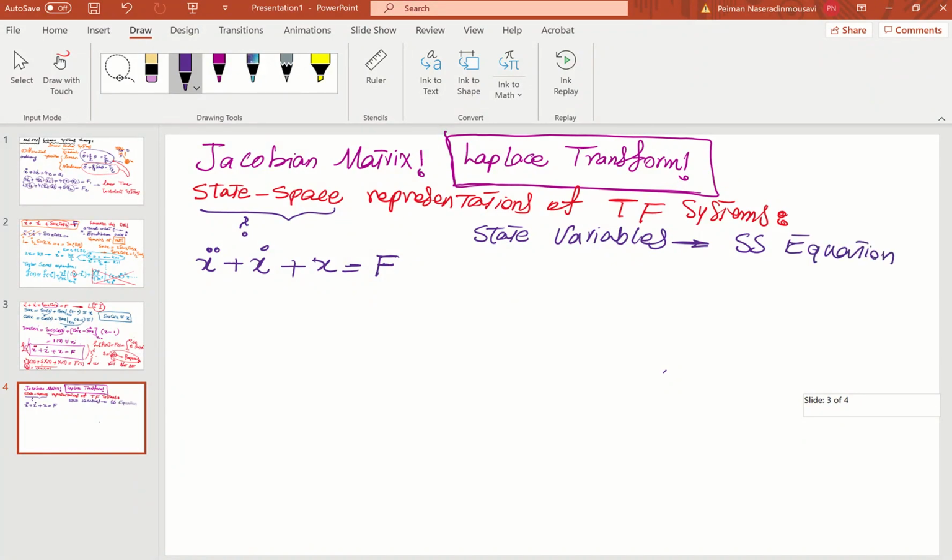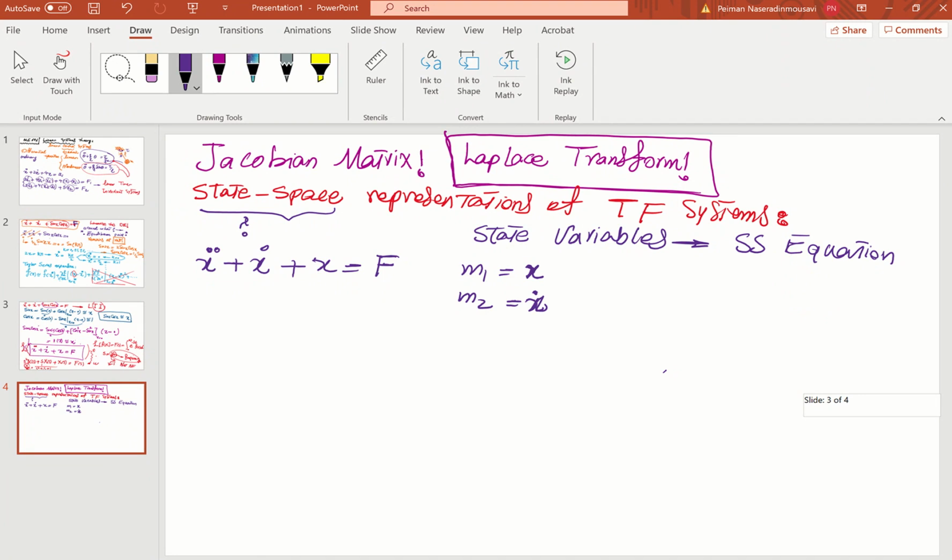How? We say, you know what? I'm going to say m1 is equal to the position of your system. This is how we define it. And m2 is the velocity of the system. When I say position and velocity, don't stick to that forever.